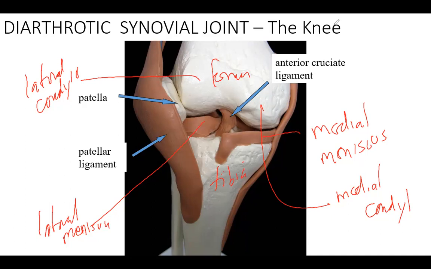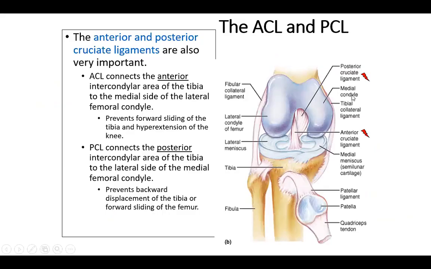Now let me erase all this. And we'll go take a look at this drawing here. So here we see a very nice drawing of the ACL and PCL on this knee. You can see here in the front, we have the anterior cruciate ligament highlighted. It has a little red lightning bolt there on the side of it. It says the anterior cruciate ligament attaches to the anterior intercondylar area of the tibia, meaning it attaches to the front of the tibia between the tibia's condyles.